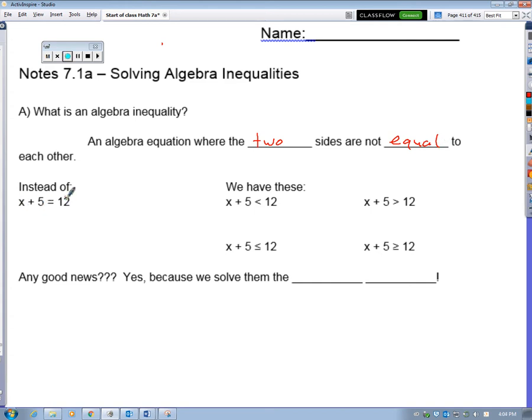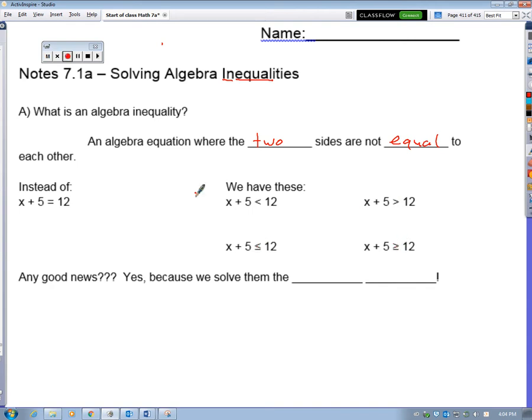Here we have an algebra equation like we dealt with in Chapter 6 where we have x plus 5 equals 12. Okay, this side over here is equal to this side over here because we have an equal sign. Alright, an inequality is just like what it means. It is unequal. It is not equal to each other. So we have these four symbols that we deal with. We have less than, greater than, less than or equal to, greater than or equal to.